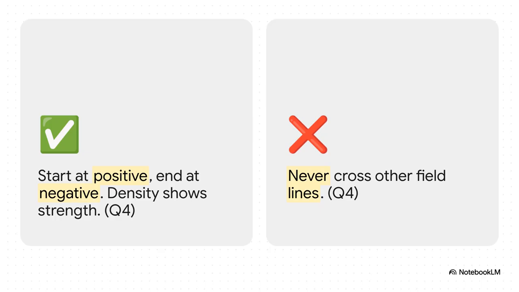They always flow out from a positive charge and into a negative one. Where they're bunched up, the field is strong. Where they're spread out, it's weak. And here's the absolute kicker. They can never, ever cross. That one simple fact is why everything from a tiny chip to a massive power grid actually works.